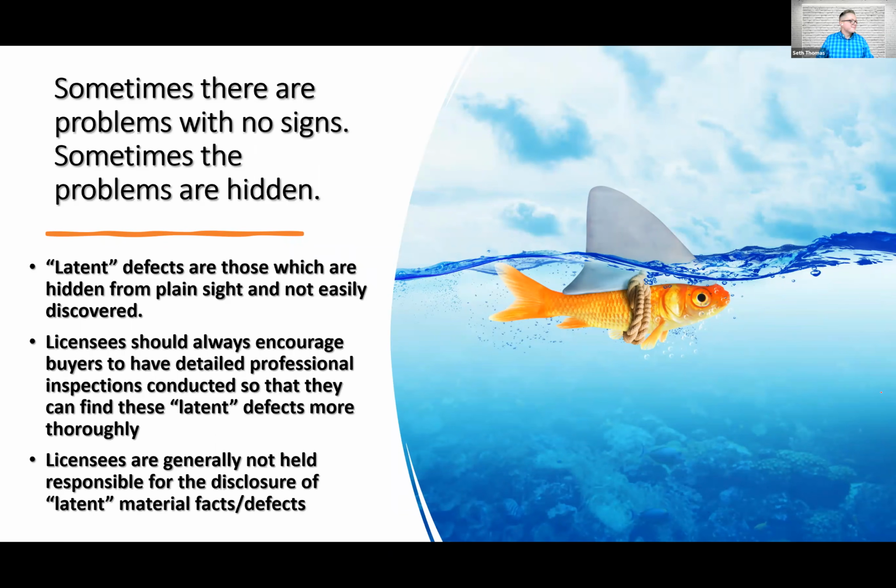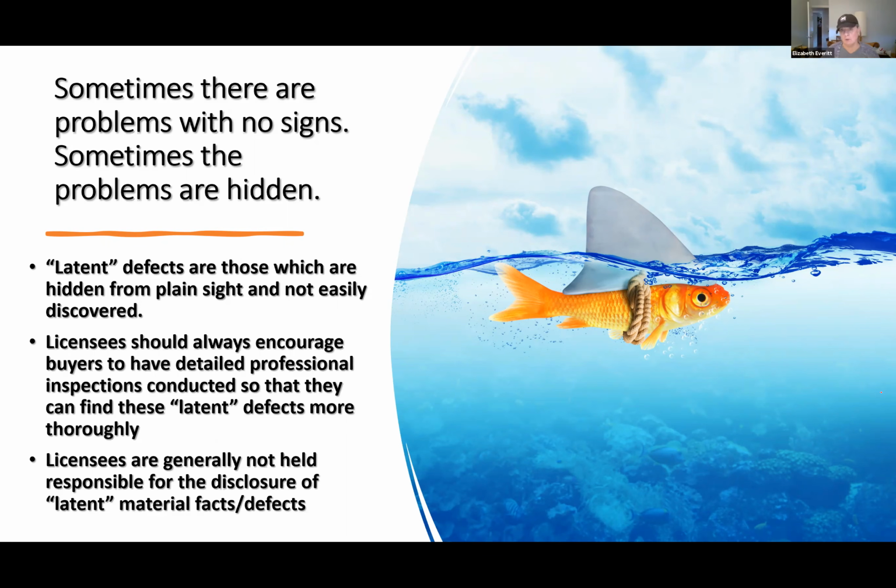But a latent defect is one that is hidden from plain sight. And we are generally not held responsible for those because it's just not reasonable for us to find everything that's wrong with a property. We're only going to be held responsible for the things that have some sort of an obvious sign about them.